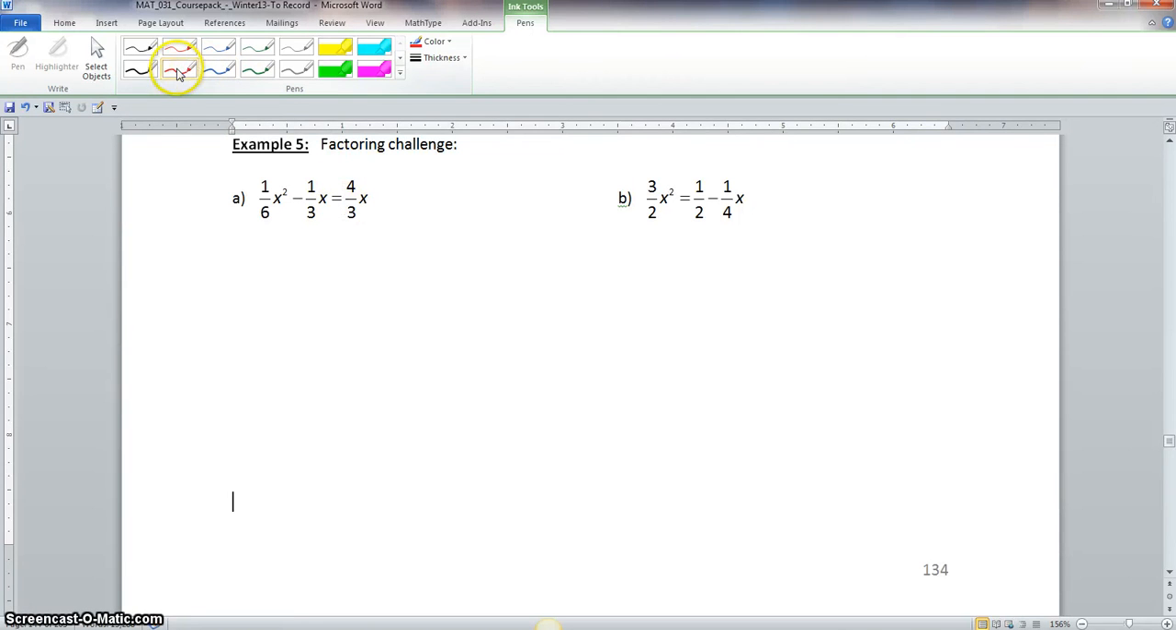Now class, picking up where we left off, these are the last two problems for section 6.6, and we're dealing with fractions. I would strongly suggest before we get into this, let's get rid of these denominators. We can only do this when there is an equal sign in the problem, which we have, so we need to find a common denominator of 6 and 3, which we know to be 6.